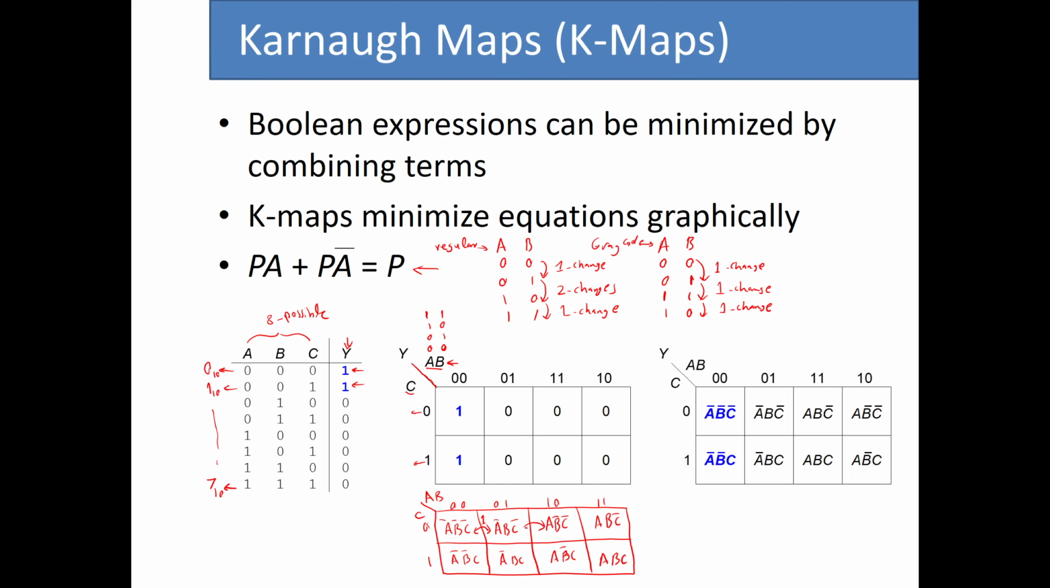But from this to this, we have two changes. So we go from A bar to A, and we go from B to B bar, right? So this is two changes. So if we write down our Karnaugh map in this way, we cannot group these two to simplify it, because they have two changes happening when you go from one cell to another. So this is a wrong Karnaugh map.